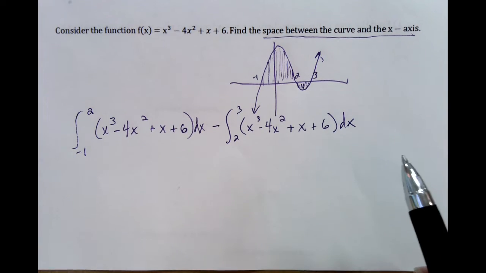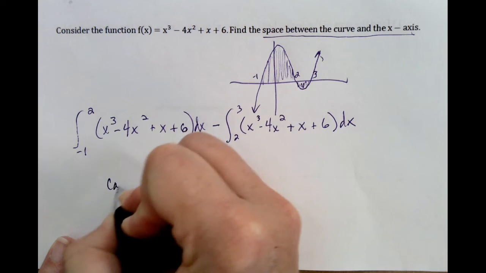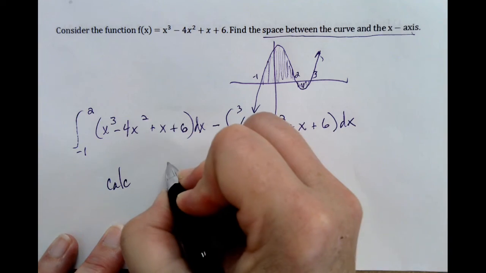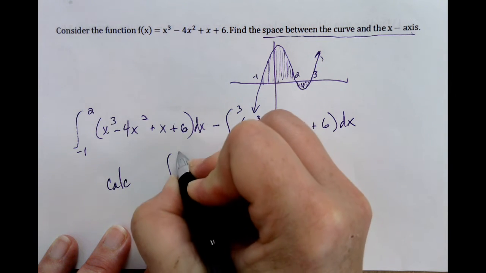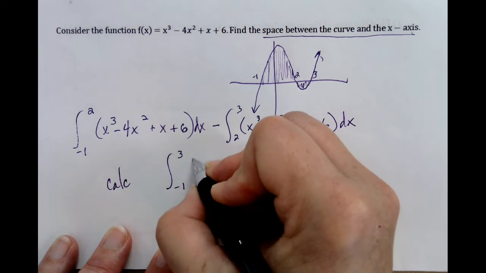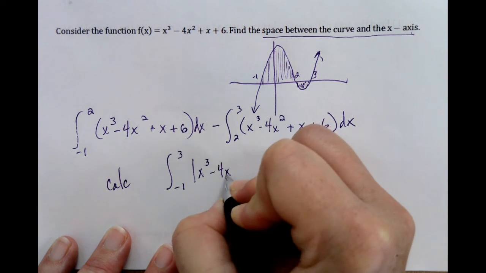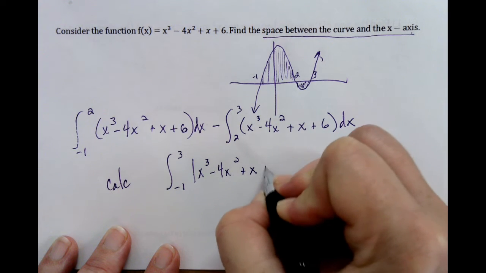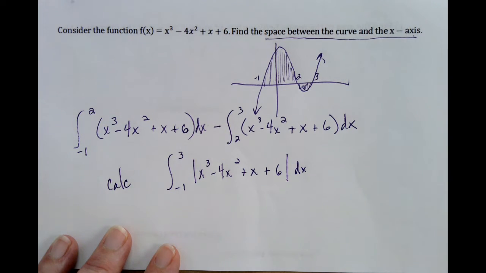And again, with a calculator, I could do the integral from -1 to 3 of the absolute value of this bad boy. Does that make sense? So both of those would get you the area in between the x-axis and that curve.